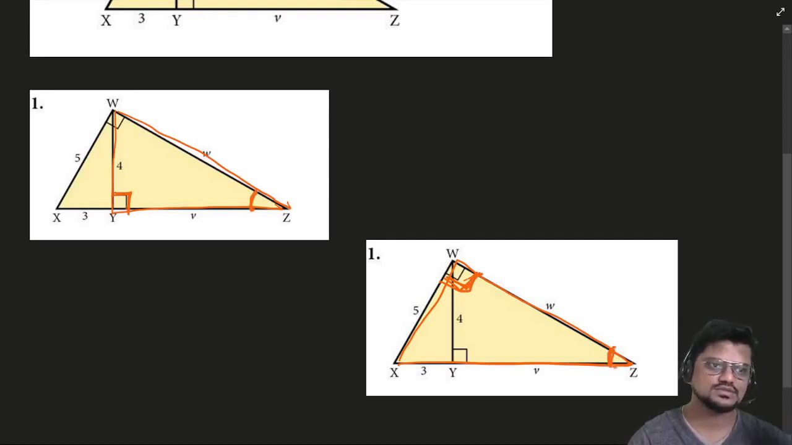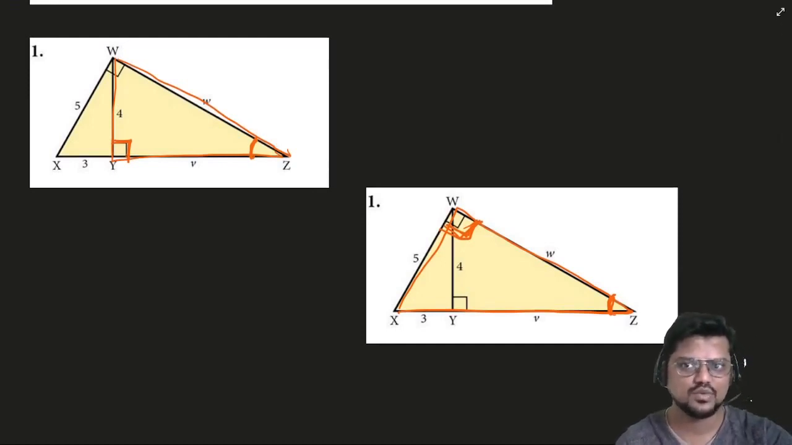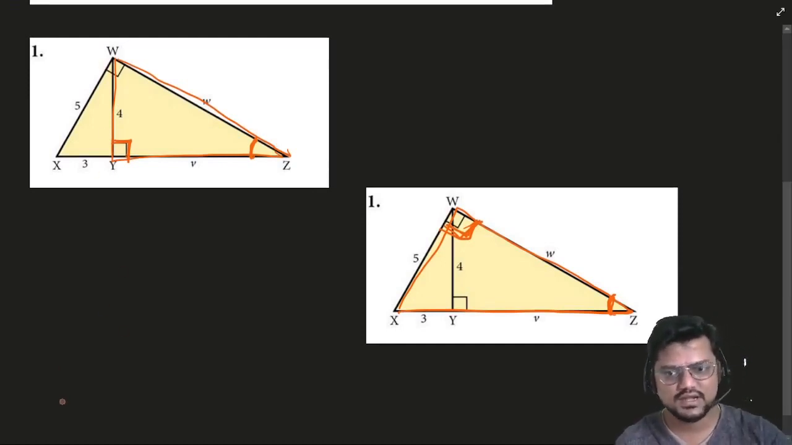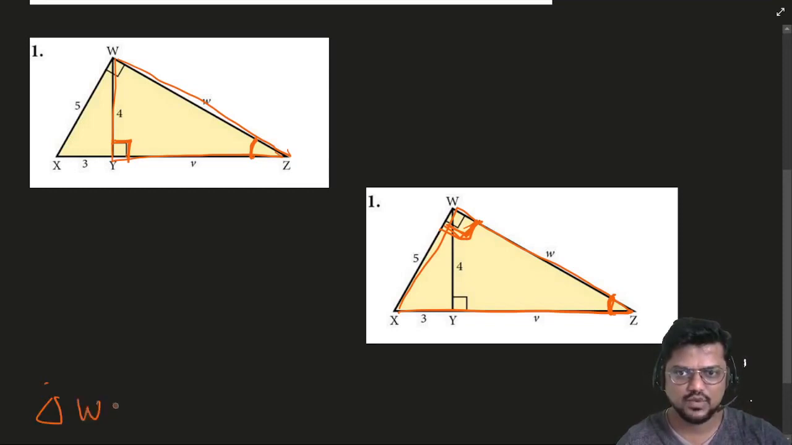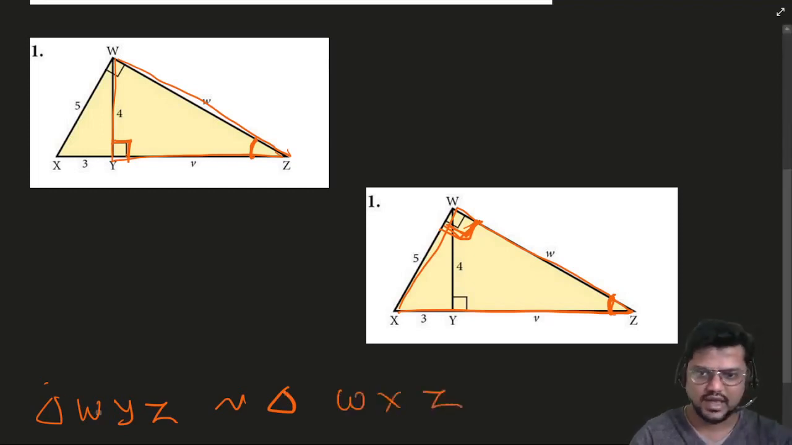for both the triangles. Now, if two angles are equal, I can say that the two triangles are similar, but the sequence should be proper. What sequence should it be? If I say triangle WYZ is similar to which triangle? Triangle WXZ. Wrong. Why? Because if I say WXZ, angle W is not equal to angle W.